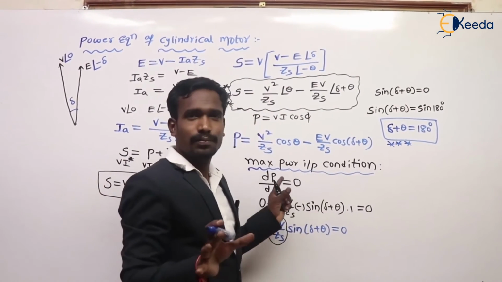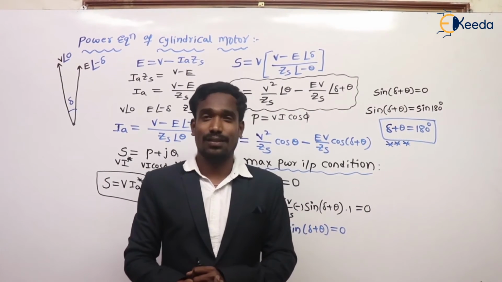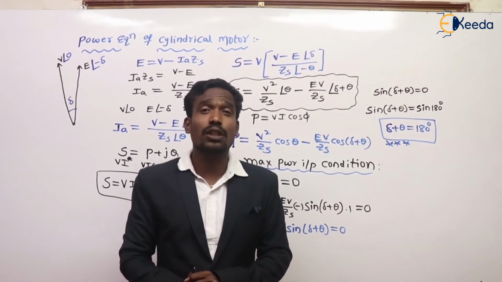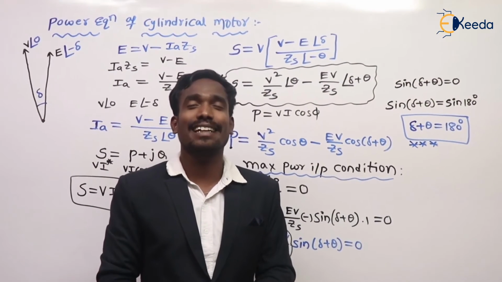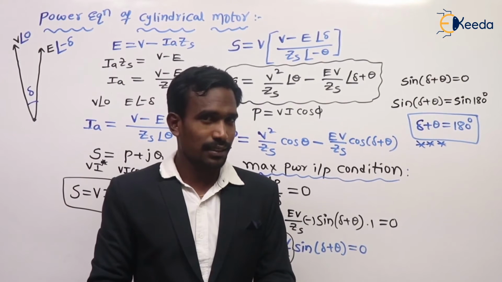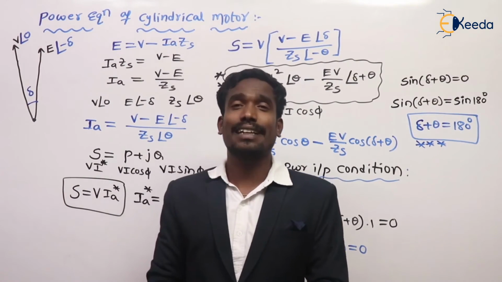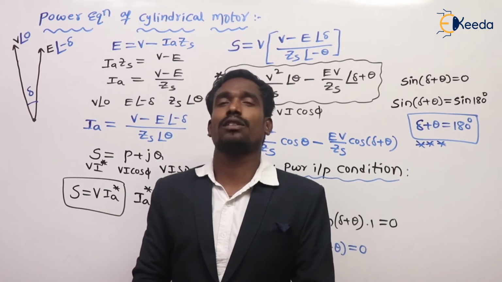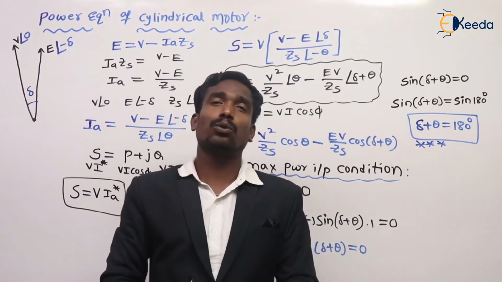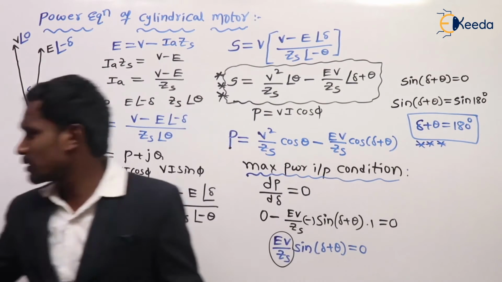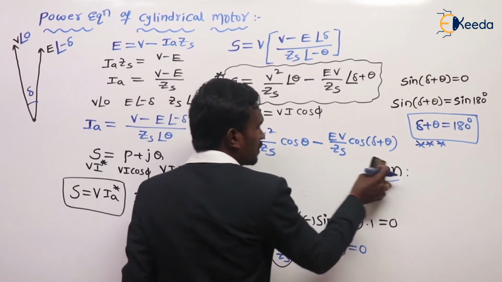It is clear. Now we have one assumption. What is that assumption? If armature resistance is neglected, what happens? Are you listening? If armature resistance is neglected, then what is the power equation? Because the armature resistance value is very small compared to the reactance, let's eliminate the armature resistance from this.